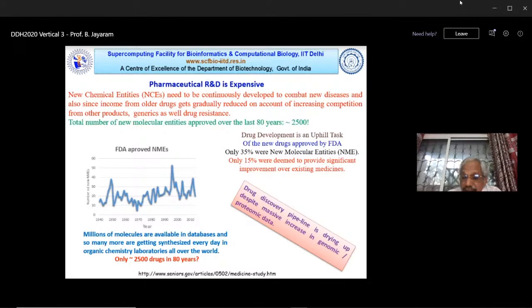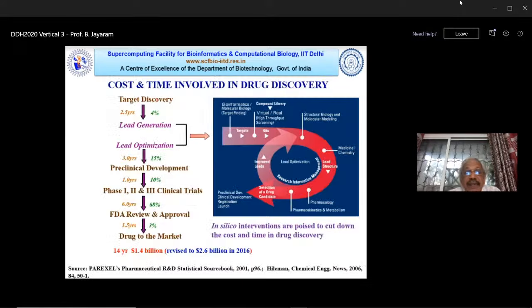What is it that we can do to rectify this scenario? Now, one issue: most of you have seen this type of flow chart, that it takes about 14 years and $1.4 billion. This has been updated to $2.6 billion. And because it's becoming extremely expensive, pharmaceutical companies probably are not interested in investing too much money into this, because it's a very risky business, and too long a wait and too much investment into a new molecule discovery.